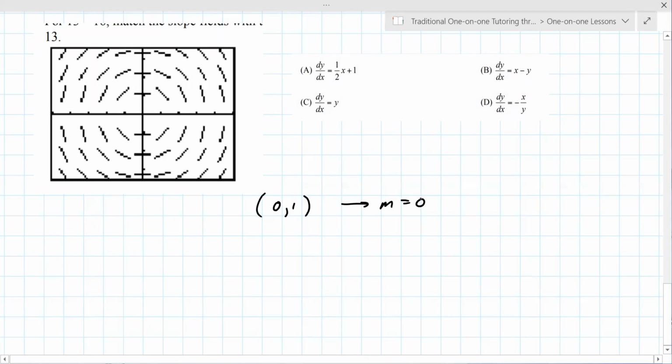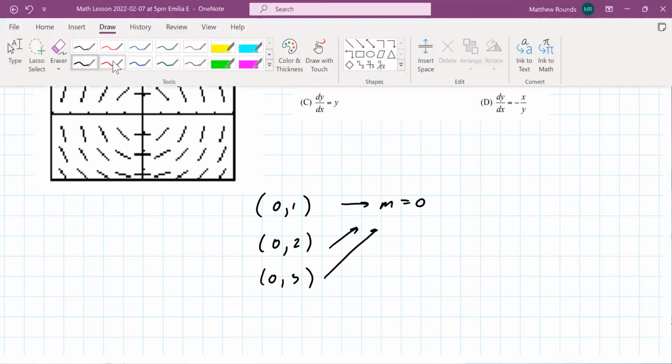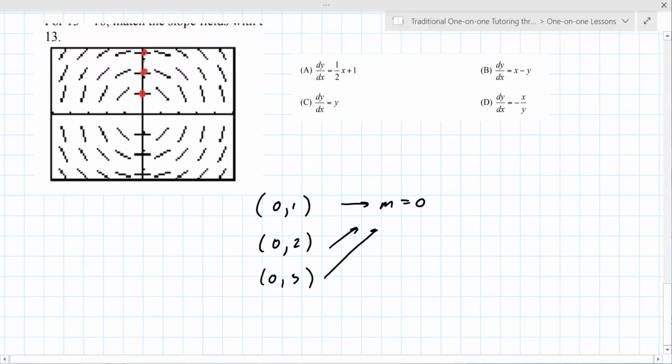Yes. Okay, so there's a few of these that could work, right? But the same thing has to happen at 0, 2 and at 0, 3. These all lead to a slope of 0. So number 1 could be it. How do you know that they all have to? I don't. Let me do it in a different color here. I'm looking at these points right here. Oh, I see. And they all have a slope of 0.